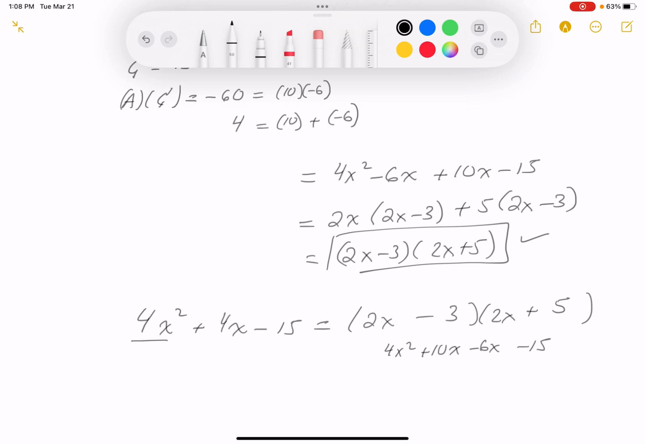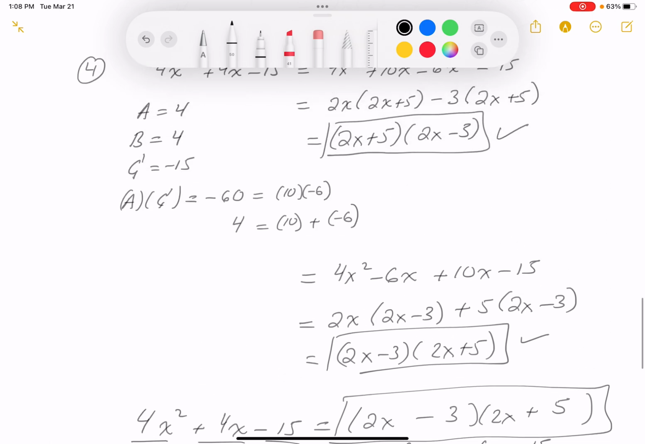Does it give back what we want? 4x squared. We do get the 4x here. We get the minus 15. And again, no matter how I factor the problem, I'm going to be getting the same answer each time, which is 2x minus 3, 2x plus 5. And that's a good point. Factorizations are going to be unique. Thank you.